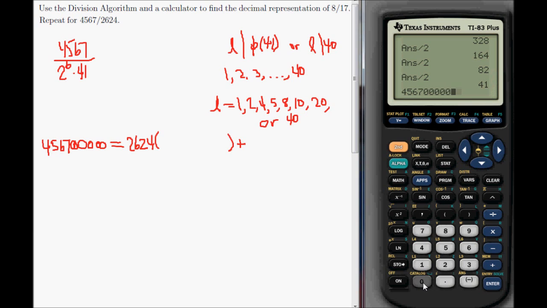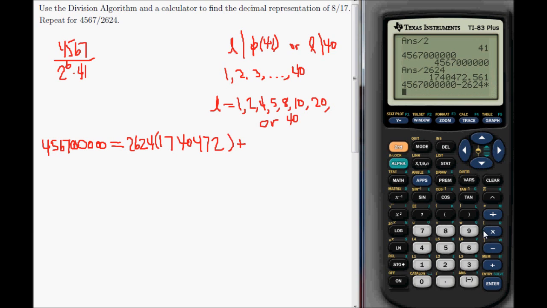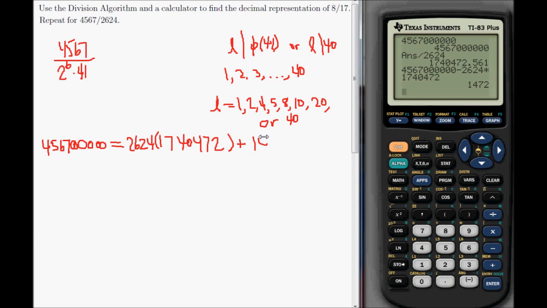One, two, three, 1, 2, 3. So the calculator is big enough to handle that. Divided by 2624. And we get a quotient of 1740472. Now let's figure out the remainder. 4,567 followed by 1, 2, 3, 1, 2, 3, minus 2624 times 1740472. And the remainder is 1,472.